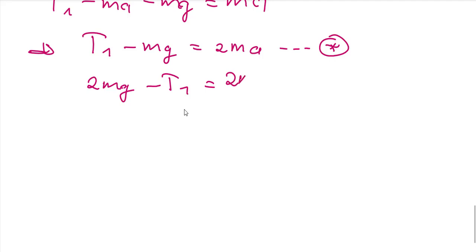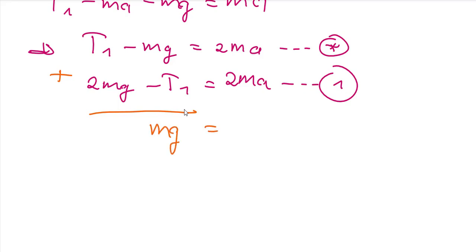So here we have 2ma. That was my equation 1. Now with these two equations, if I want to eliminate T1, all I have to do is add both equations. T1 plus negative T1 cancel, and negative mg plus 2mg will simply give mg, which will be equal to 2ma plus 2ma, which is 4ma. So the a's cancel, and from here we see that the acceleration a will be g divided by 4. Therefore the acceleration of P will simply be 1/4 g as required.